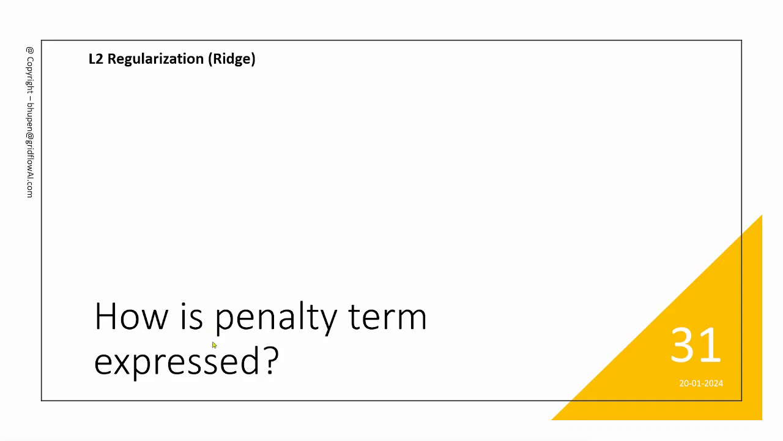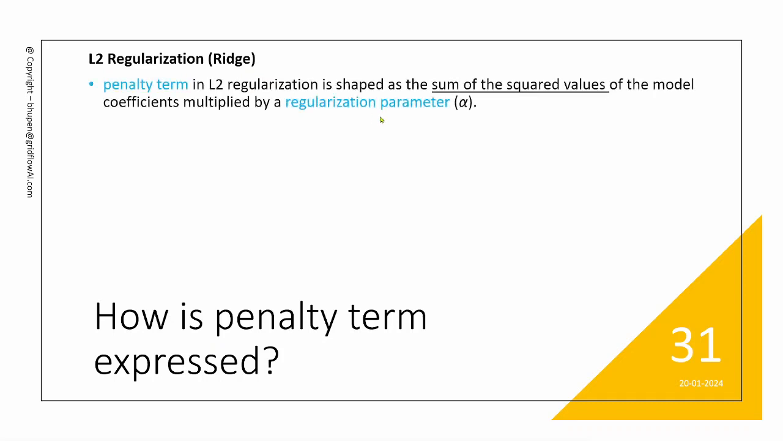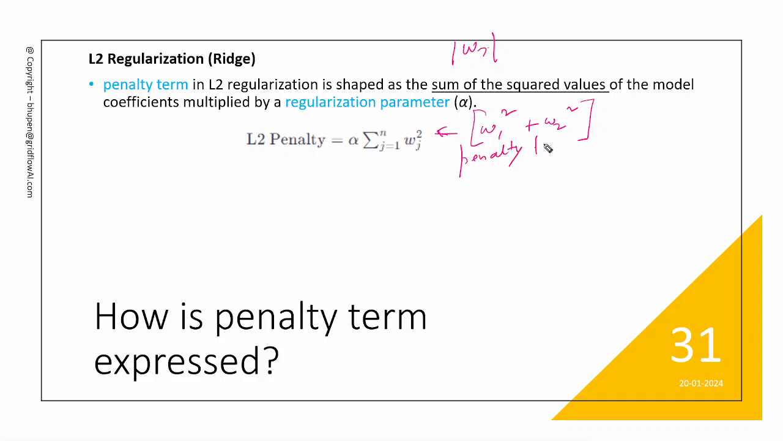Now let's understand the penalty term for L2 regularization. This is also called ridge regularization. Quite similar, but it is the sum of squared values. Previously, we had the sum of absolute values. Here, we have the sum of squared values. That means, let's say you have two coefficients, W1 squared and W2 squared, and that's your penalty term. And we're going to multiply with alpha, like in the previous case of L1 regularization.